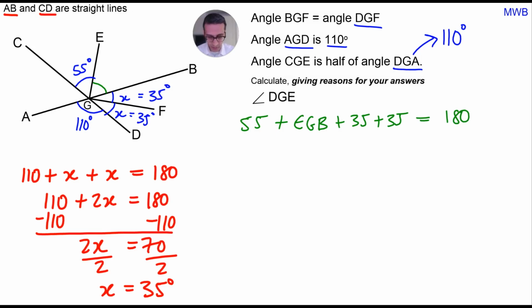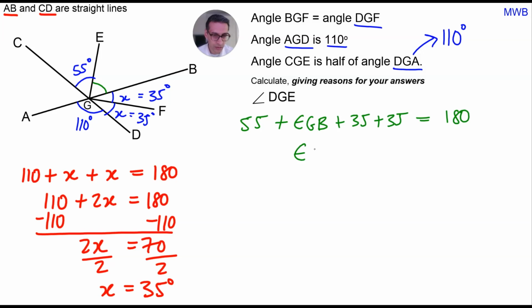And then we're going to tidy this up. So 55 plus, and then 35 plus 35 is 70, so that's 125. So EGB plus 125 equals 180. So EGB equals 180 minus 125, and that's going to give us 55 degrees. So we can now label this as 55 degrees.